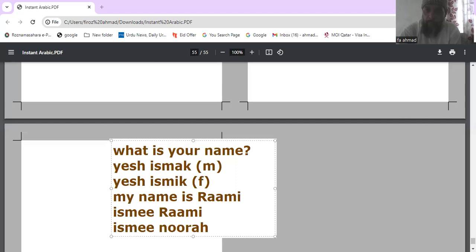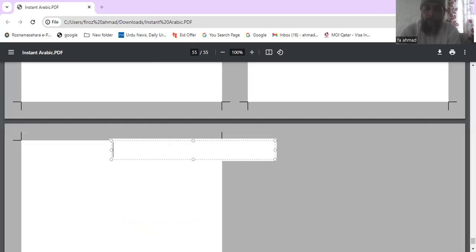So this is the other way, the formal way. You can say ish isma anta, ish isma anti, or the formal ish ismak or ish ismik. Ismi Rami or ismi Noora, or ism ana Rami or ism ana Noora. Okay, hope you got it. Shukran. Very good. MashaAllah. Mumtaz. Excellent. Mazboot. Perfect.